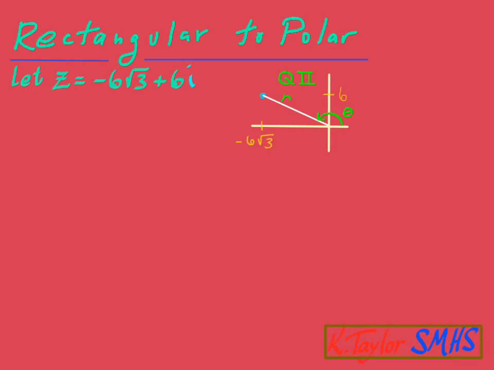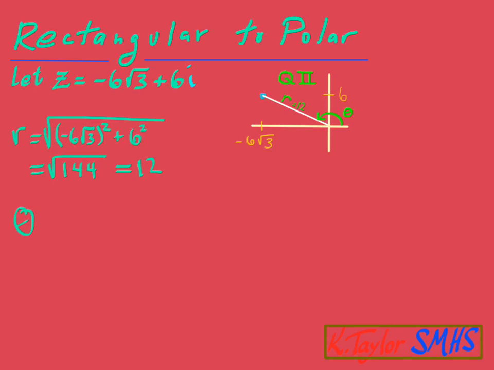We are again looking for r and theta, so let's find r. It's the square root of a squared plus b squared. You work those numbers out. Negative 6 times the square root of 3, squared, equals 108. 6 squared is 36. You add those together, you get 144. So the square root of that is 12. r is 12. Not bad.